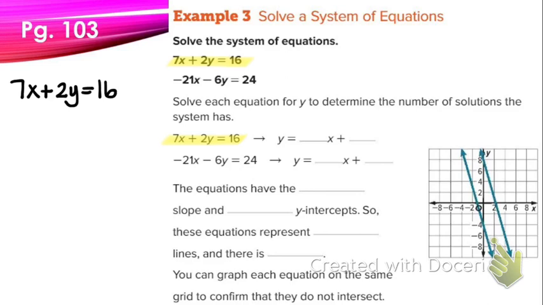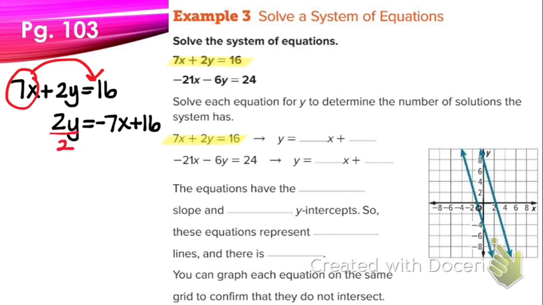So let's subtract the 7x. This 7x is going to go across, changes its sign, becomes negative because we subtracted it. That's how we can get it to go across. And then lastly, to get rid of that 2, divide by 2. Good job. So when we rearrange this, your equation becomes y equals negative 7/2 x plus 8.